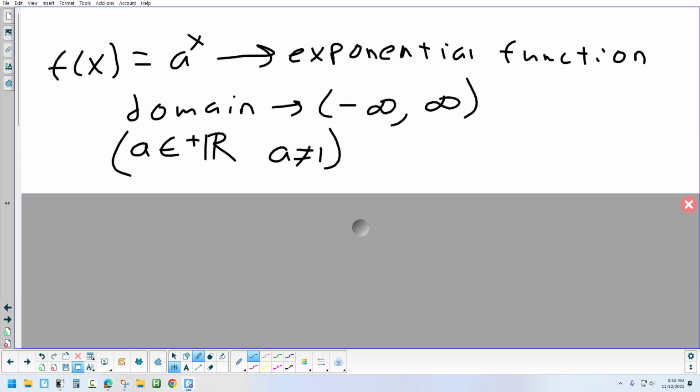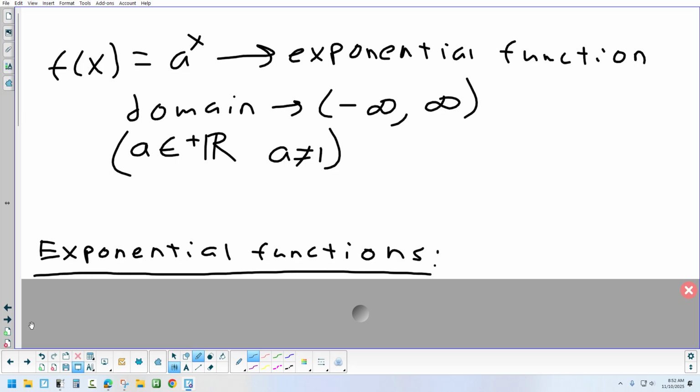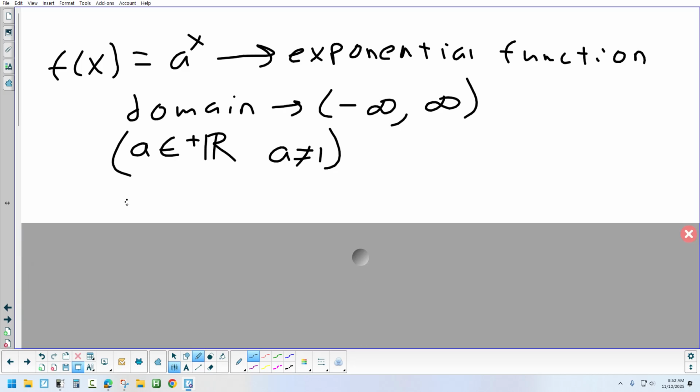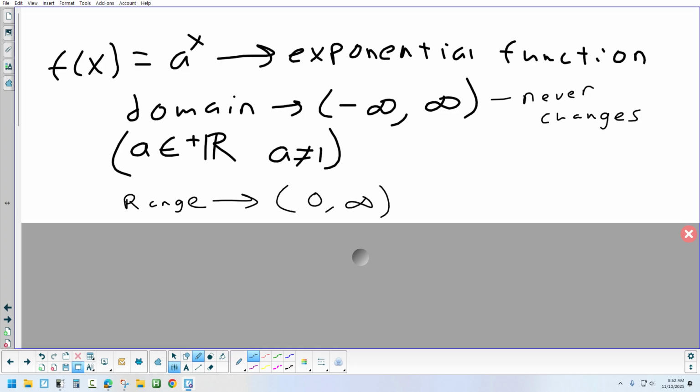All right. But there's your domain, and the range, actually, I guess I didn't write the range. I'll write the range for this one. Okay. This never changes. Doesn't matter how you transform an exponential function. Shift it, stretch it, flip it. The domain is always going to be negative infinity to infinity. But the range can change.